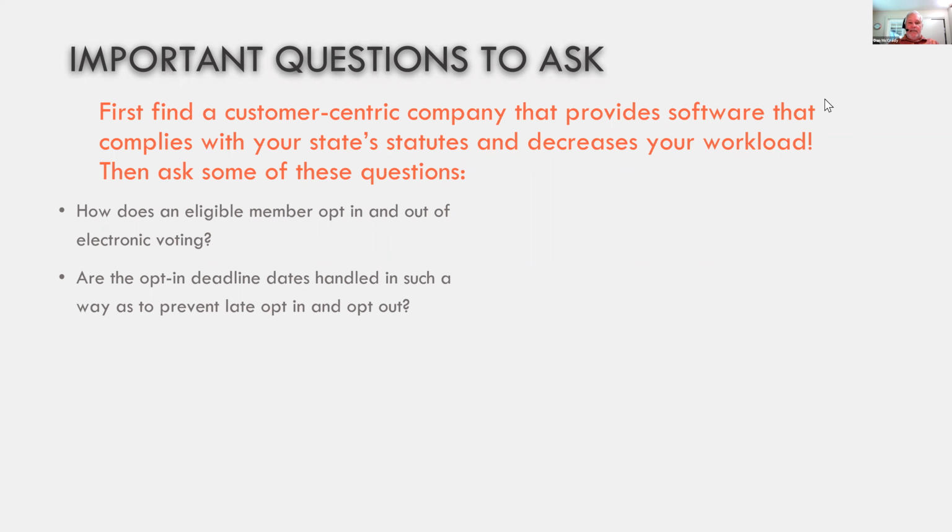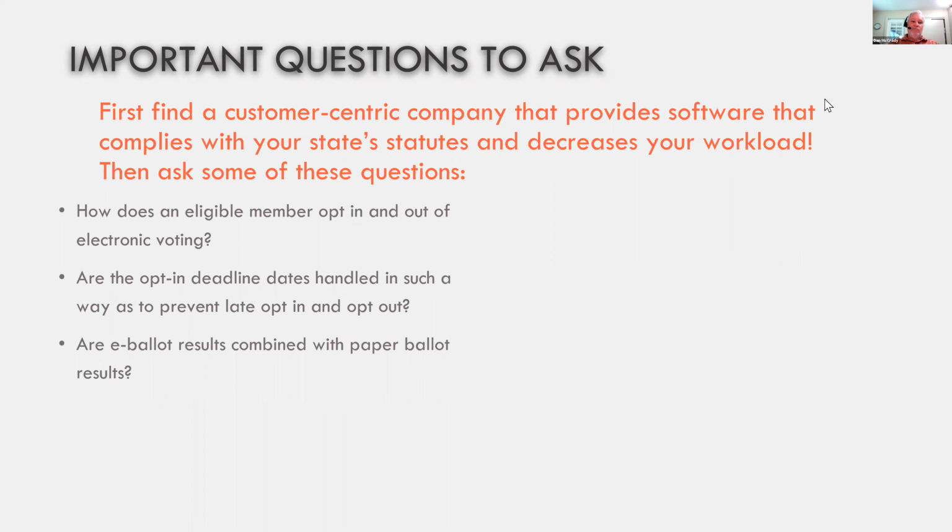Are the opt-in deadline dates handled in such a way as to prevent late opt-in and late opt-out? Well, if the software is doing it, I can guarantee you it's handled in that way. If you're doing it, it becomes a little bit more complicated. Like, are you talking about the date you received it, the date it was signed, or the date it was opened? It gets a little bit more questionable if a human being has to make these decisions.